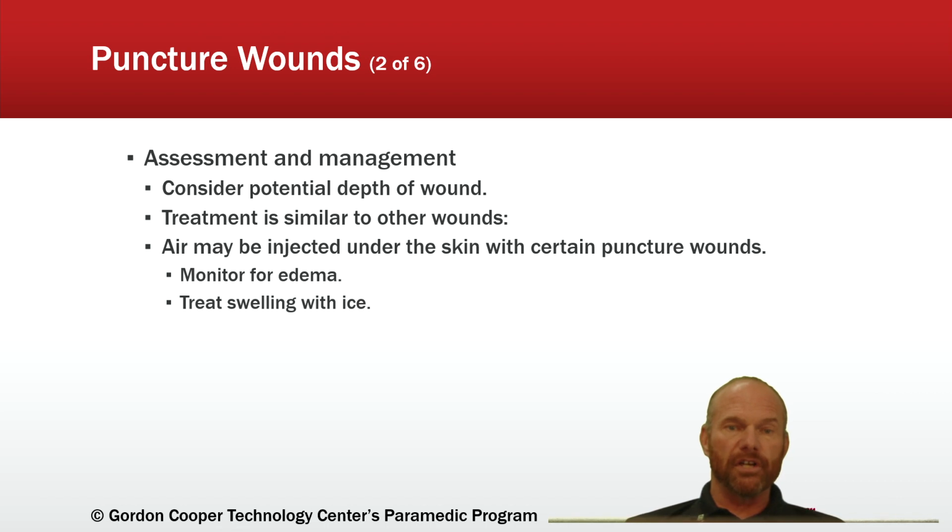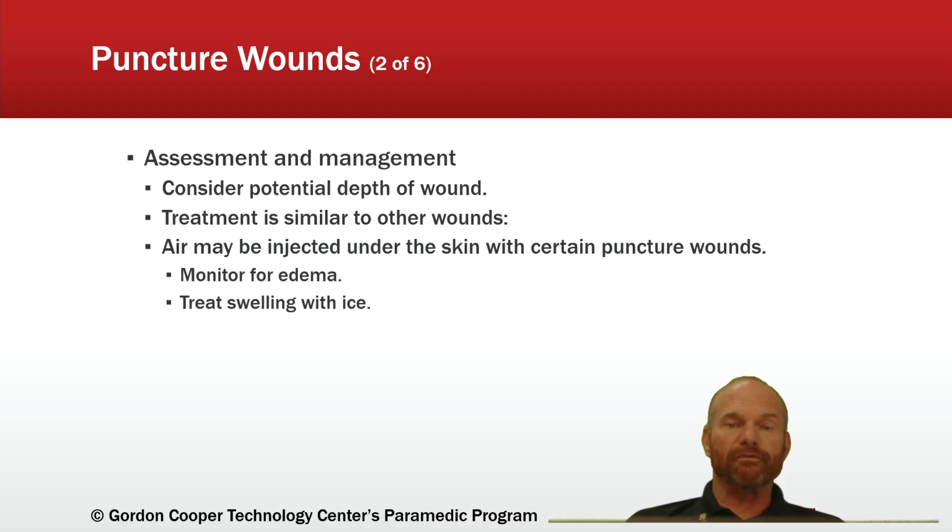So still talking about assessment and management. Assess the potential depth of that wound based on the direction of travel, the type, the speed, obviously some proximity to important internal organs. Now typically there's not significant external bleeding, but there may be some extensive internal bleeding. So some unseen damage to other structures and systems as well.